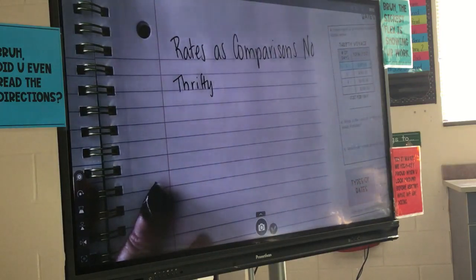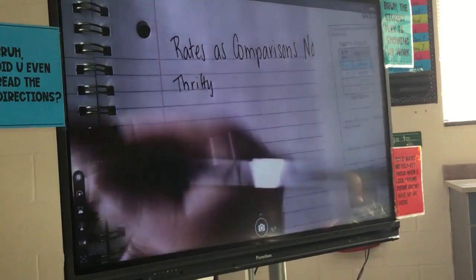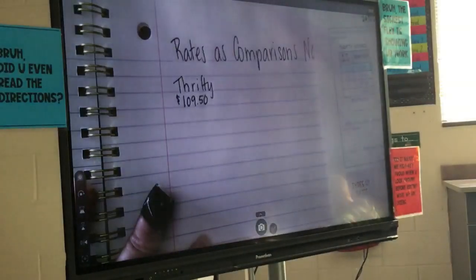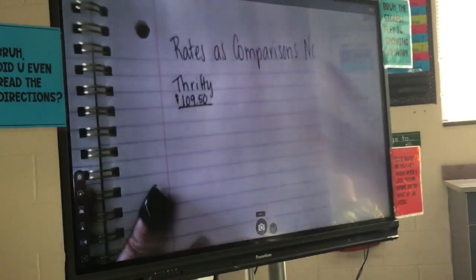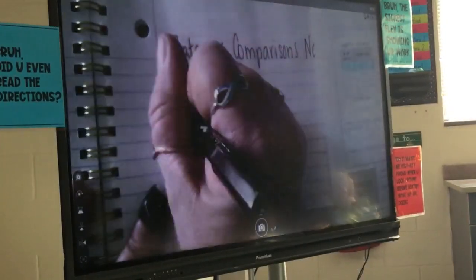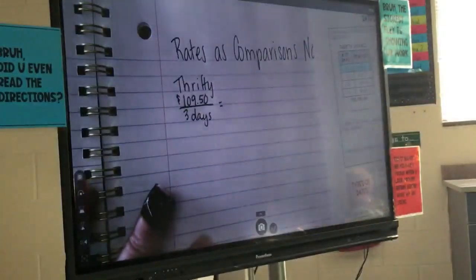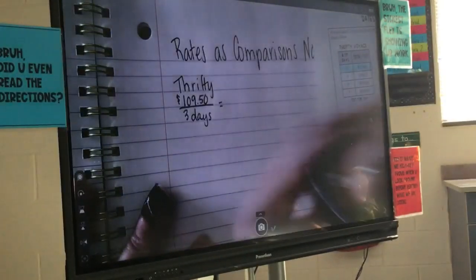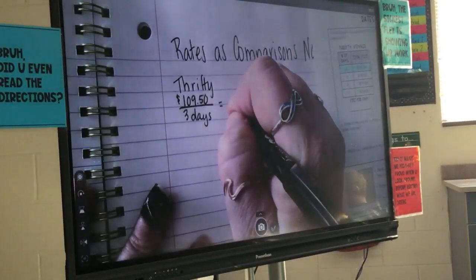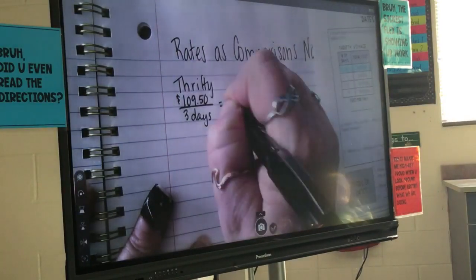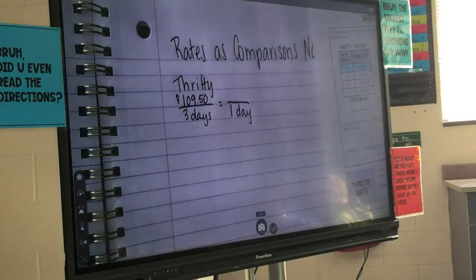The money goes on top. Okay, and then the number of days goes on the bottom. All right. And then what goes to the right? Equal sign, and then to 1. All right, so this is how you're going to set this up.